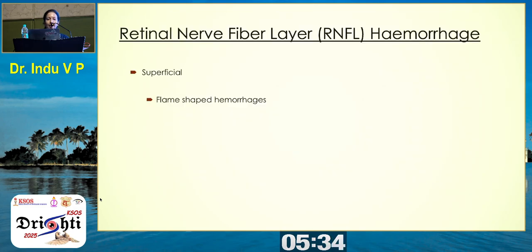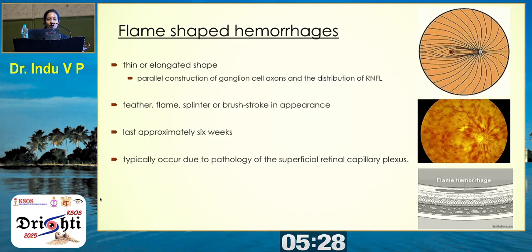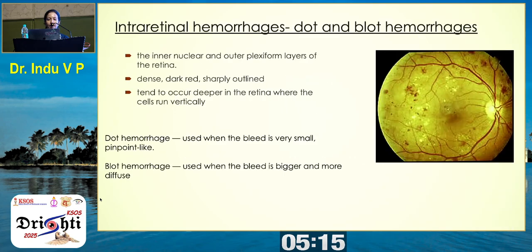Now coming to the retinal hemorrhages, the first one will be the superficial hemorrhage or the RNFL hemorrhage, which is called the flame-shaped hemorrhage. It is flame-shaped because it follows the parallel construction of the ganglion cells and the distribution of the RNFL. It lasts approximately 6 weeks and typically occurs due to pathology of the superficial retinal capillary plexus.